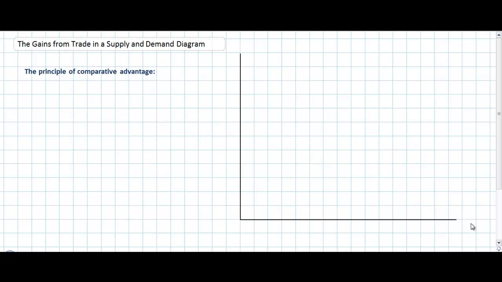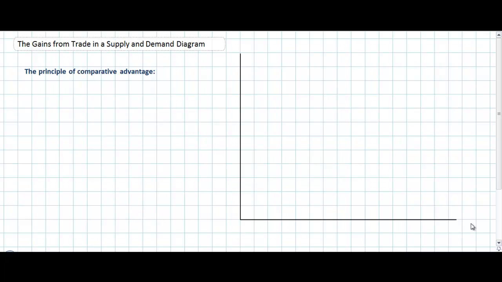This lesson is going to provide a brief introduction to free trade based on the principle of comparative advantage. We're going to learn how to illustrate the gains from free trade based on comparative advantage and a supply and demand diagram for a particular good that is traded between two countries.